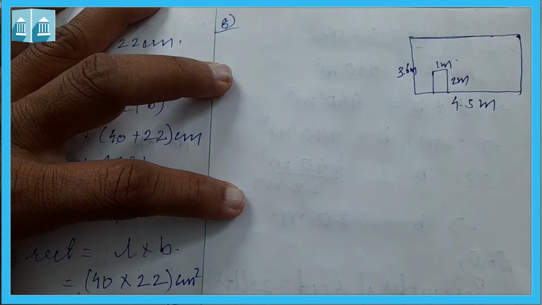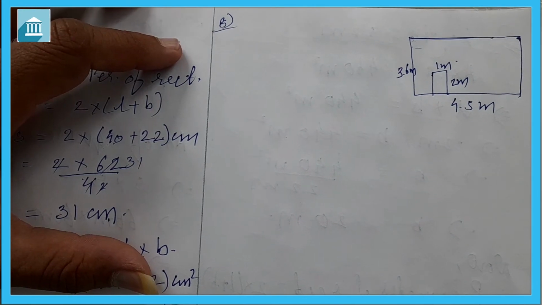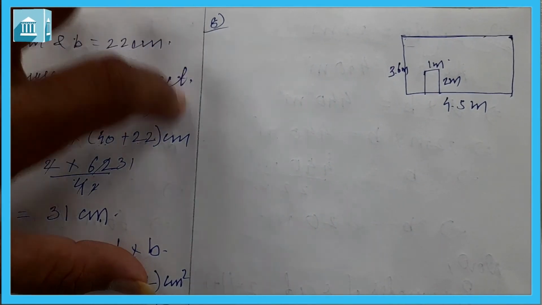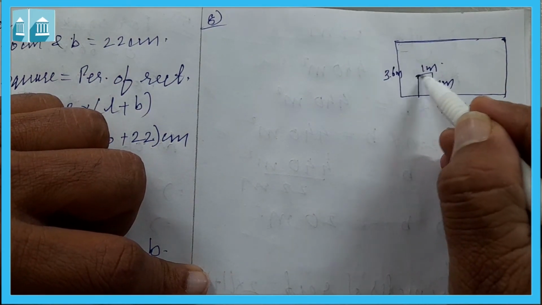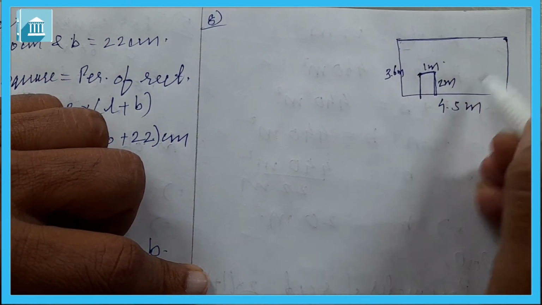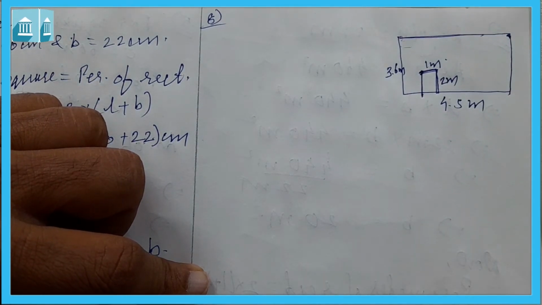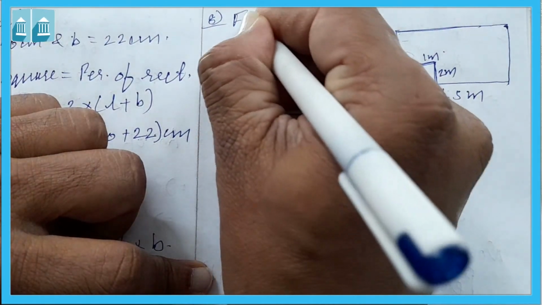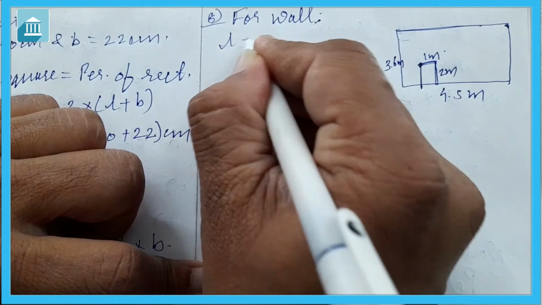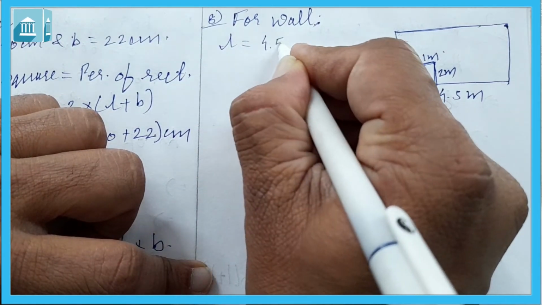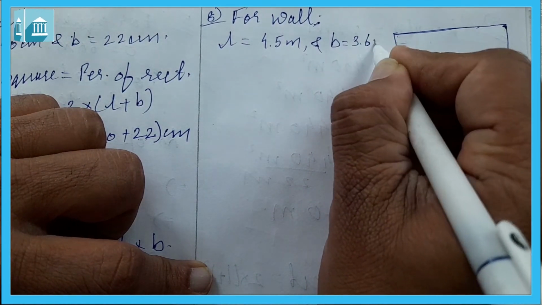and 1 meter. Now we have to find the cost of whitewashing the wall if the rate of whitewashing is rupees 20 per meter square. So first we have to find out the area of this wall, then we have to find out the area to be whitewashed, meaning we need to subtract the area of the door. So now for the wall we can see that length is equal to 4.5 meter and breadth is equal to 3.6 meter.